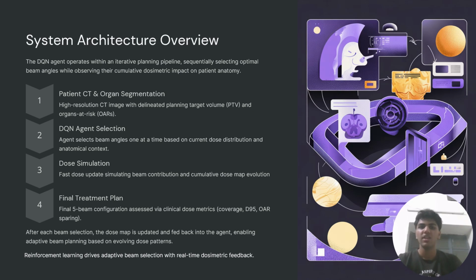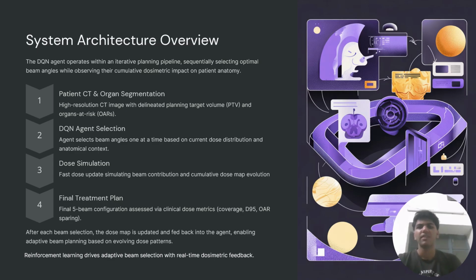Next, the DQN agent comes into play. Instead of choosing all beam angles at once, the agent selects one beam angle at a time. After each choice, it observes how the newly added beam changes the dose distribution. This incremental decision process allows the agent to strategically build the final beam configuration step by step, just like a human planner would do, but much faster.